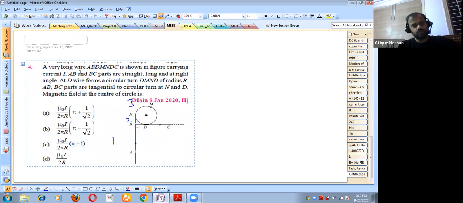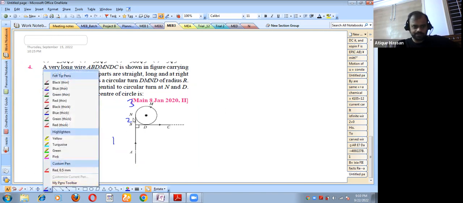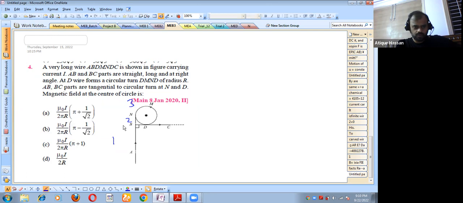The wire is very long, A, B, D, M, and DC. So the wire is very long. If we talk about wire 1, Kulsum got A. Okay, let us see. So any idea how to solve it, Kulsum?